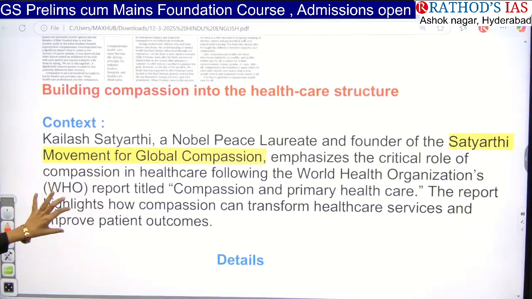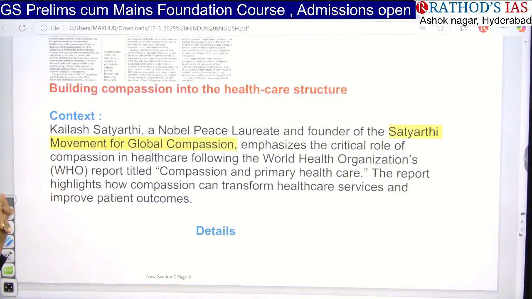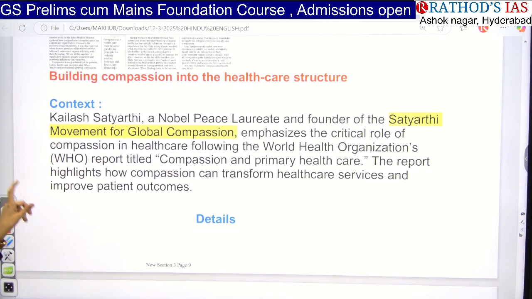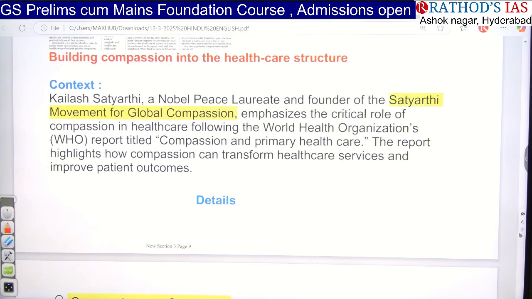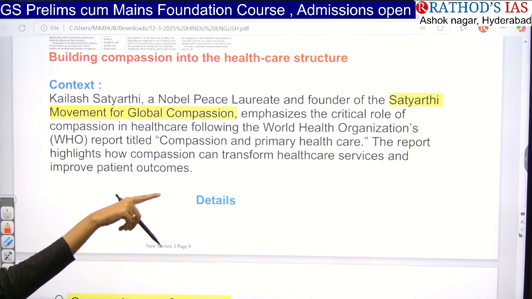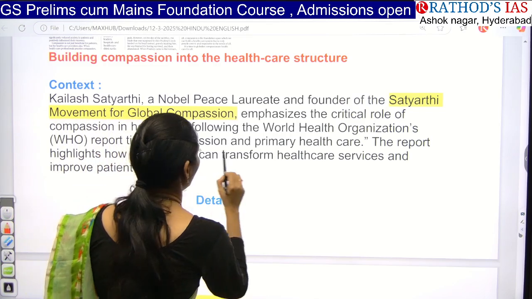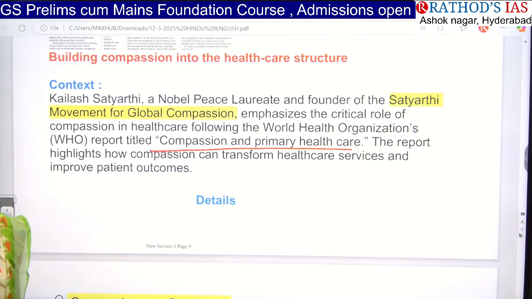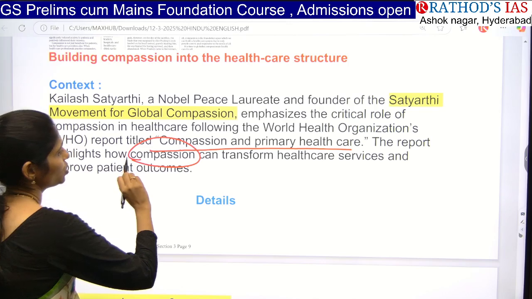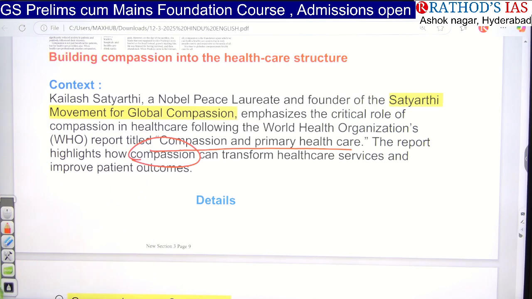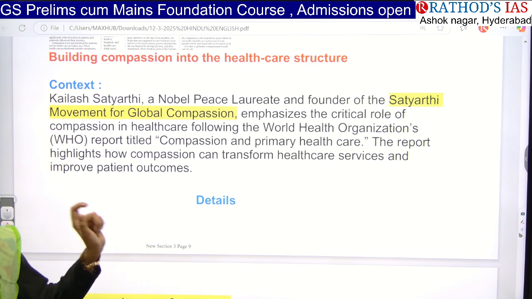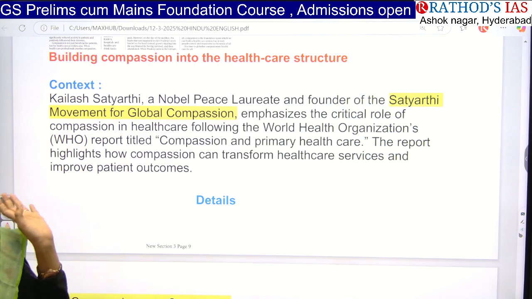So if you see this article, it is saying that Kailash Satyarthi, who got a Nobel Peace Prize, was the founder of the Satyarthi Movement for Global Compassion, and he emphasized the critical role of compassion in healthcare. He said that yes, we have to include this compassion in healthcare. And not only this person, even WHO, the World Health Organization, in a report named Compassion and Primary Healthcare, also said that yes, we need to have compassion so that we can transform our healthcare services and improve patient outcomes. So make a note: Kailash Satyarthi as well as WHO recommendations.